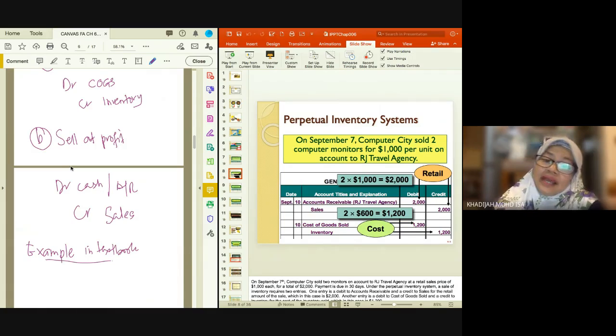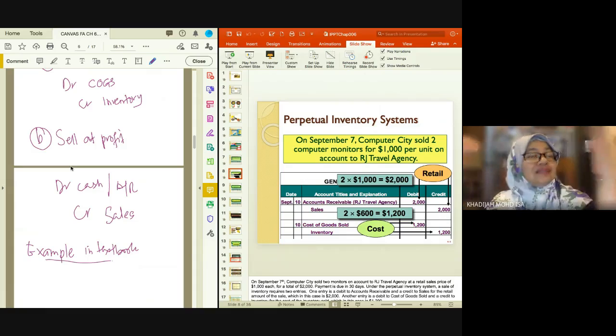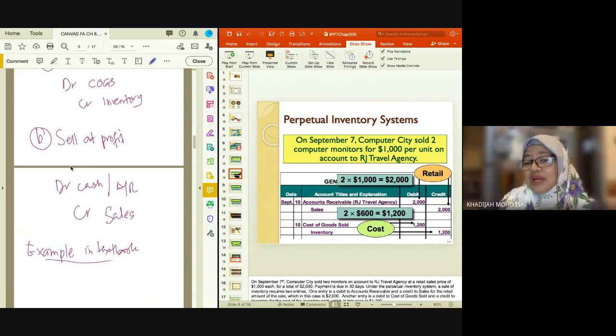But then, when you make sales, you are going to receive cash of 2,000. If you receive cash of 2,000, you debit your cash. But if you make sales and the customer will only pay you later, then you create accounts receivable. So you either debit your cash or debit your accounts receivable, and credit your sales.